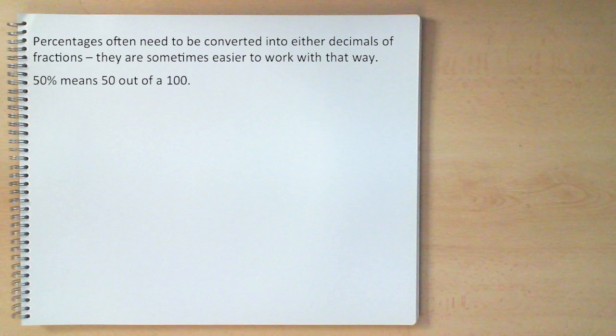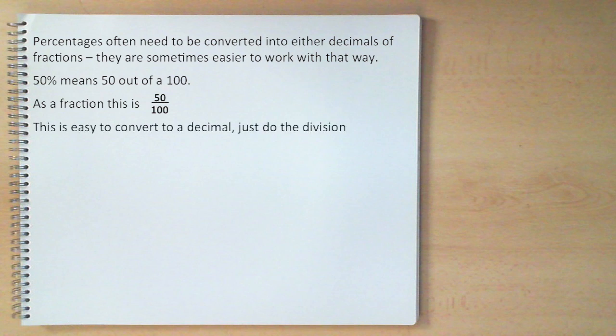So we know that 50%, for example, means 50 out of 100. 25% means 25 out of 100. As a fraction, this is 50 over 100. And this is the same for any other percentage. If it's 79%, it's 79 over 100. If it's 81%, it's 81 over 100. This is quite easy to convert to a decimal. We just do the division.